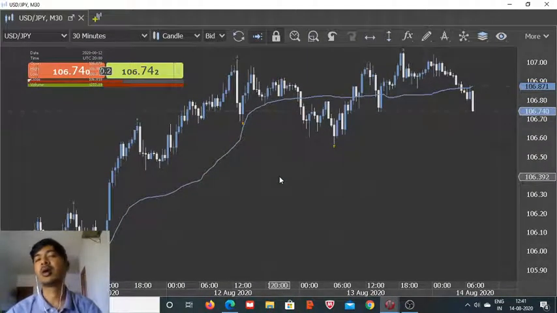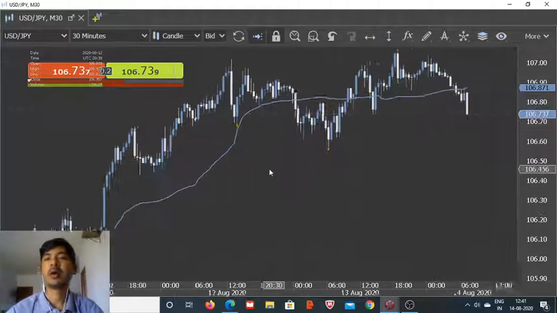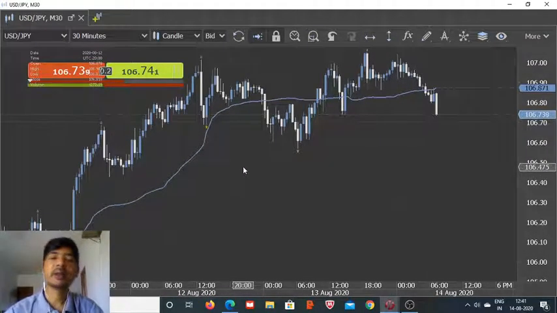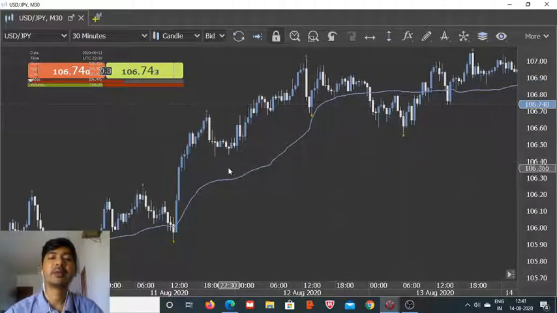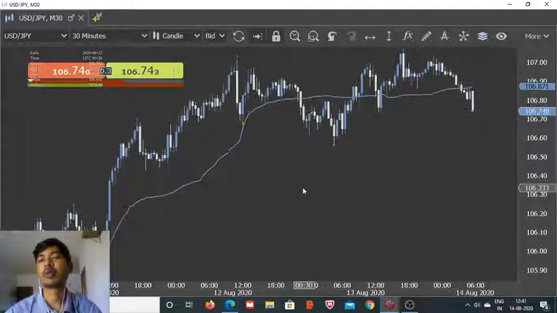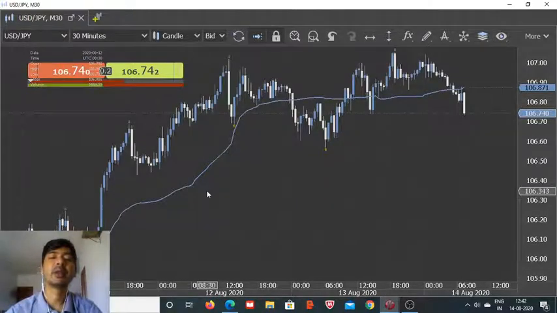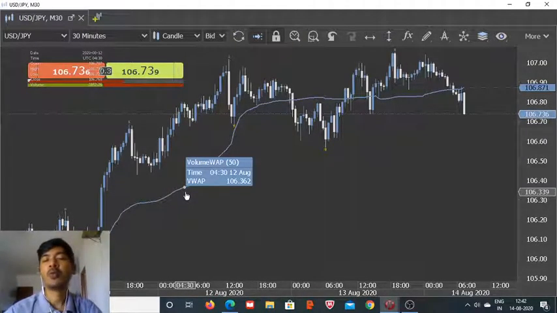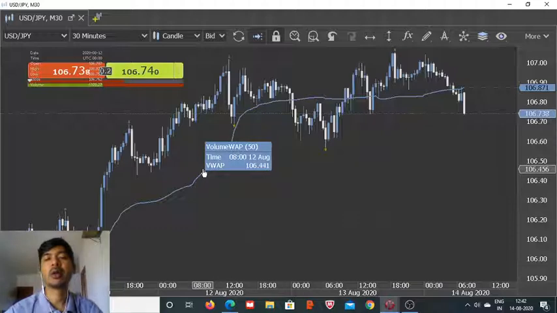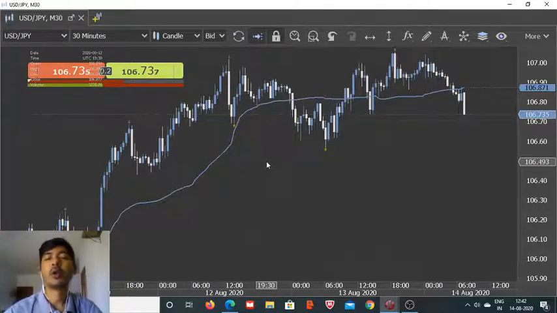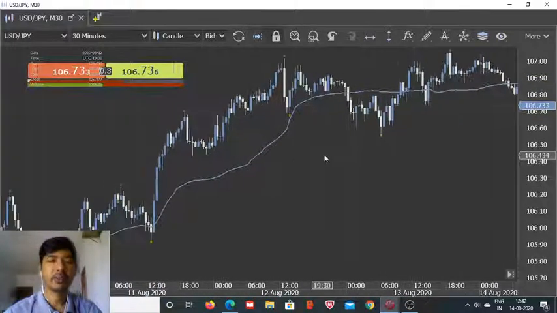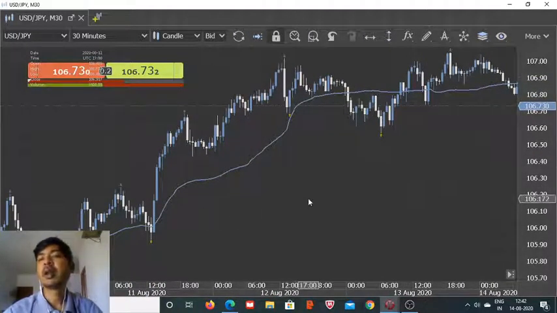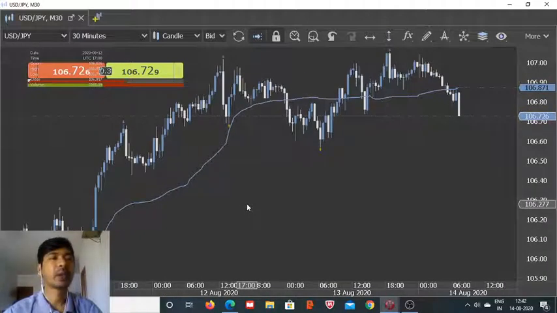We can use this indicator for defining the trend, the underlying trend. As is the case with most of the moving averages, we can simply see if the volume weighted average price is on the rise or it's falling. If it's on the rise, that is indicative of the fact that underlying momentum is on the bullish side. If the volume weighted average prices are falling, that will mean that the underlying momentum is in the bearish territory.